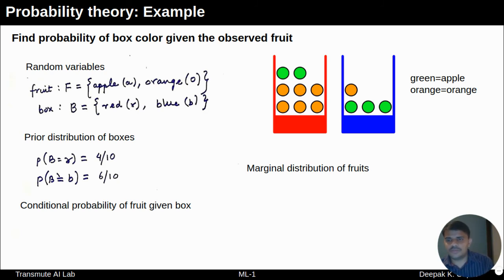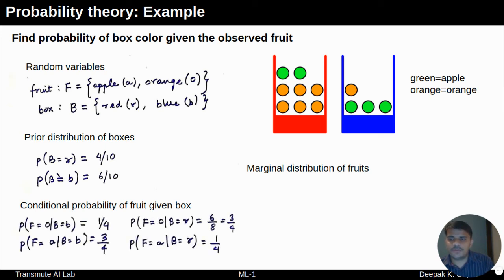We start by computing the conditional probability of fruit given box. The probability of fruit being orange given box is equal to blue is 1 by 4. That's what we have here. Fruit being orange, box is red, that's 6 by 8. Fruit being apple, box being blue, that is 3 by 4. And then fruit being apple, box being red, that is 2 by 8, so 1 by 4. Those are the conditional probabilities. I hope up to here it is clear. It's quite straightforward. You just count from the picture and put the numbers here.